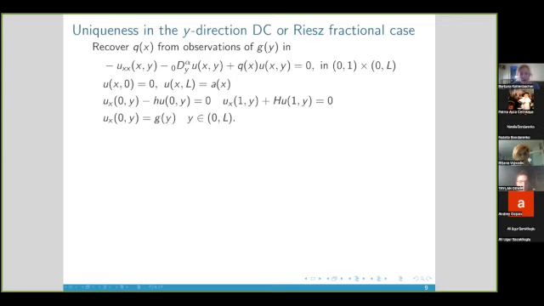Okay, now a bit of theory, namely uniqueness. What one can prove here is that if we have a DC, or also if we have a raised fractional derivative in y direction, so in vertical direction, then we can uniquely recover q of x. So you see that's the PDE that we are considering here. Here's our q of x. And the derivative in y direction is fractional, whereas the derivative in x direction is just second order classical integer.